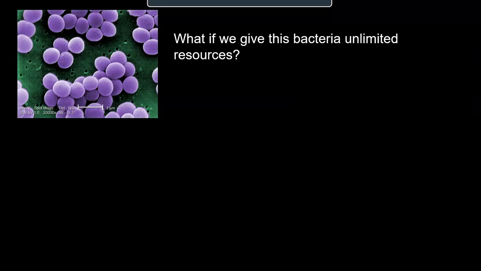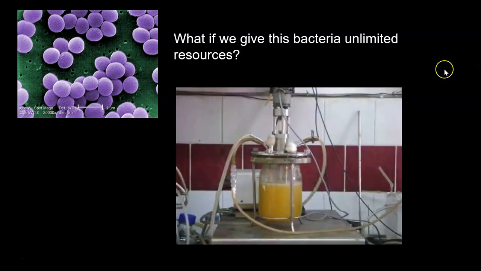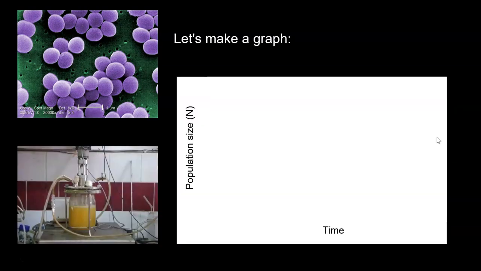So what would it look like if we took this bacteria and we gave it unlimited resources? We gave it unlimited space, we gave it unlimited oxygen, and we gave it unlimited food. And they try to do this using these things called reactors, which look something like this. But what would this bacteria's population growth curve look like? Well, let's go ahead and make a graph.